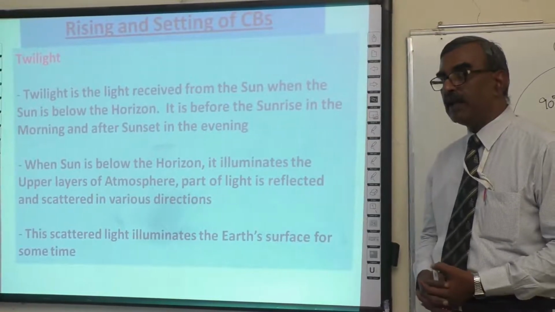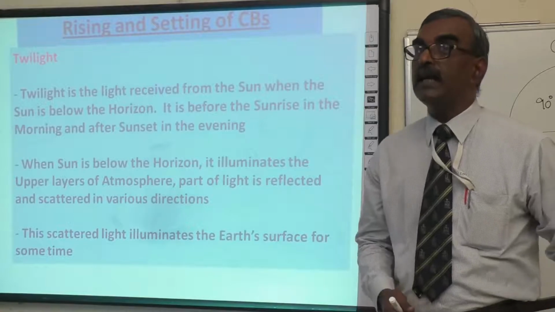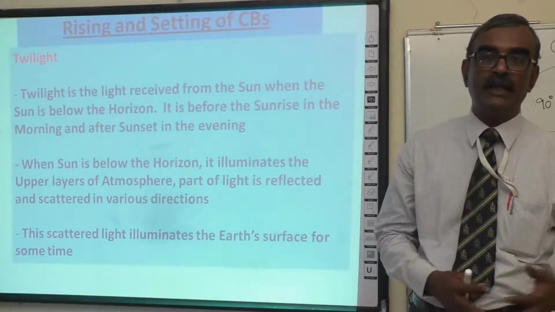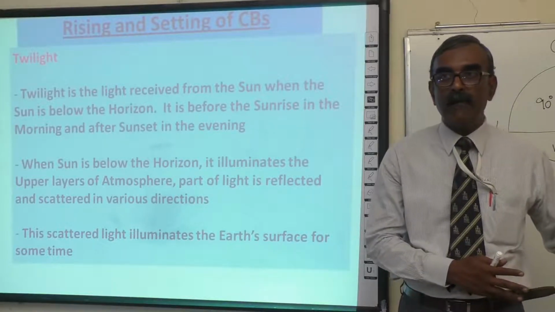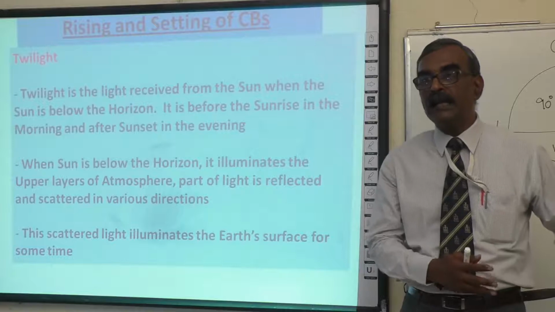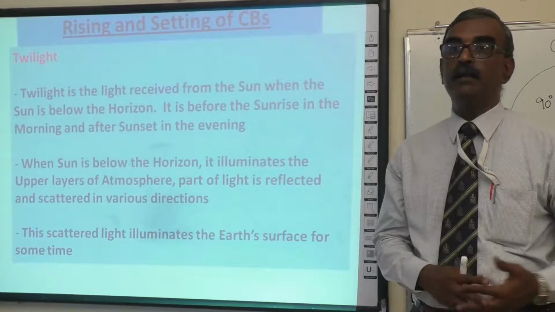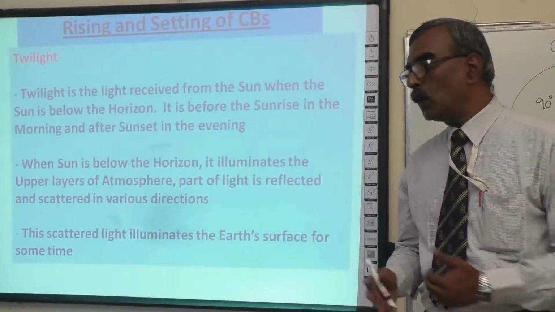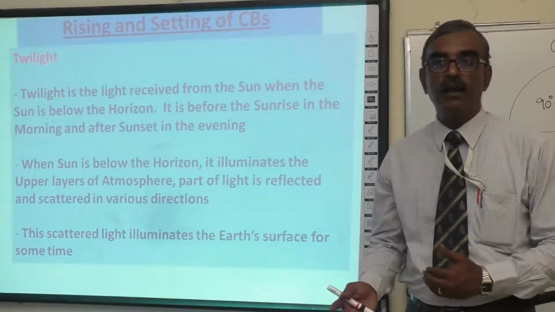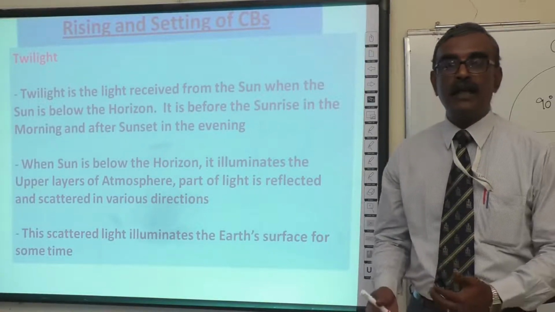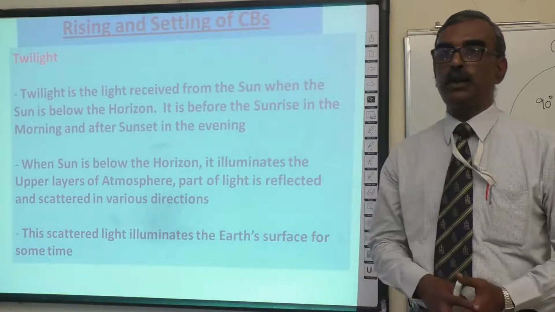This scattered light illuminates the earth's surface for some time. Gentlemen, you might have seen when you watch the sunrise in the morning, some time before that, the sunlight is available, but the Sun is not seen. That duration between the total darkness, where the light breaks out, and the Sun appearing over the horizon, is called twilight in the morning. Similarly, in the evening, the Sun sets, thereafter sunlight is still visible. It is not fully dark. This period, until it becomes fully dark, is called twilight.